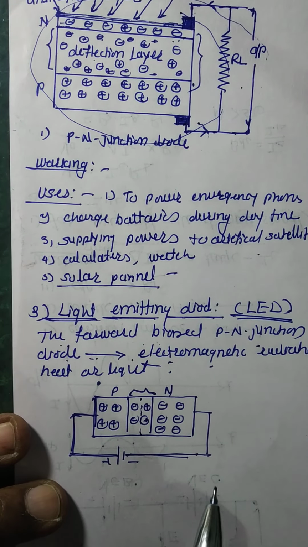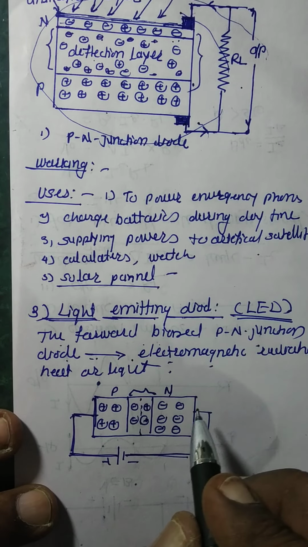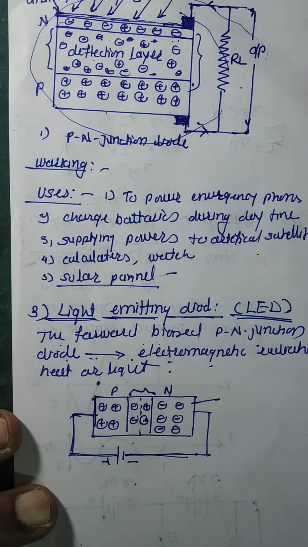In an LED, the N region is heavily doped compared to the P region. This PN junction is enclosed in a dome shaped transparent case so that light is emitted uniformly in all directions and internal reflections are minimized.